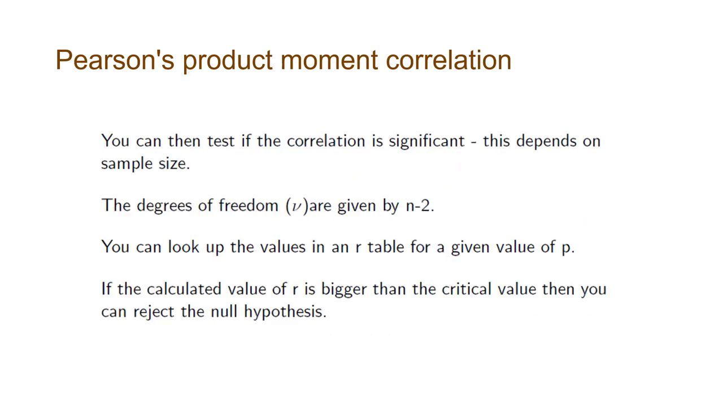Then you can test if this is significant by looking at the sample size and the degrees of freedom and looking them up in tables. Degrees of freedom are given by n minus 2. So in the case of the chickens, I had 13, so it will be 11 degrees of freedom. And then you can decide whether you accept or reject the null hypothesis.